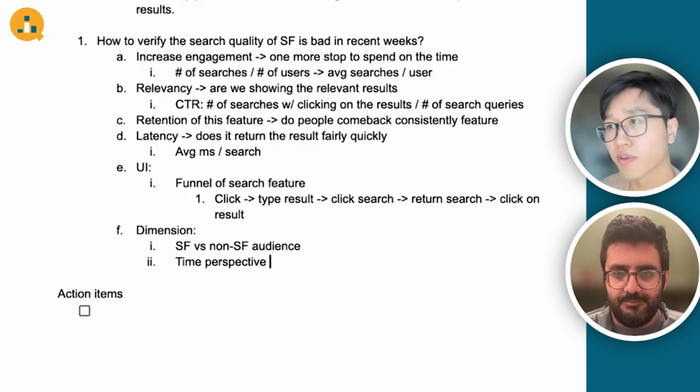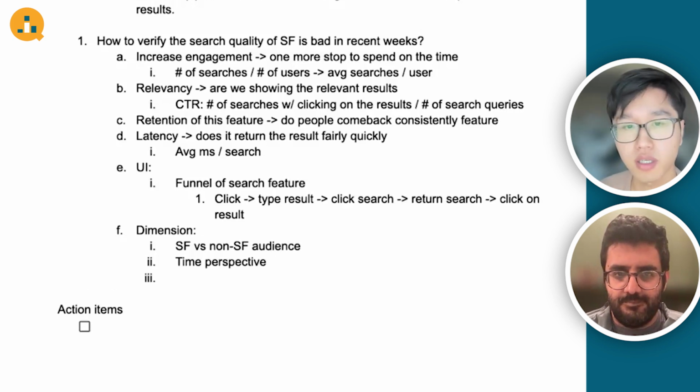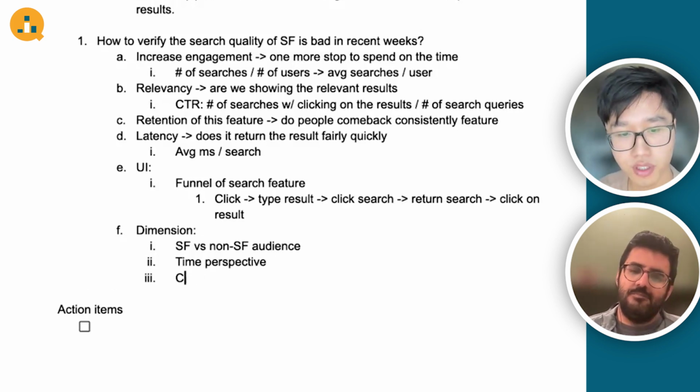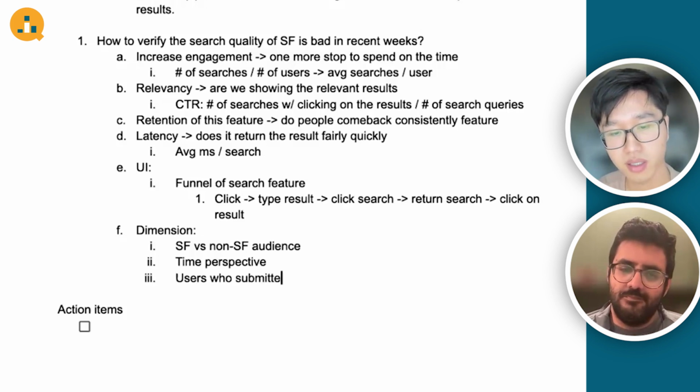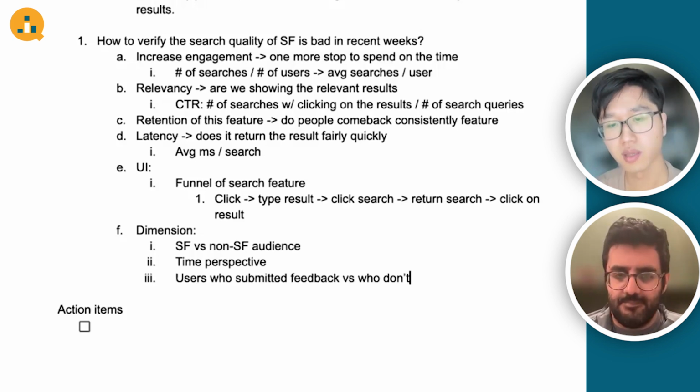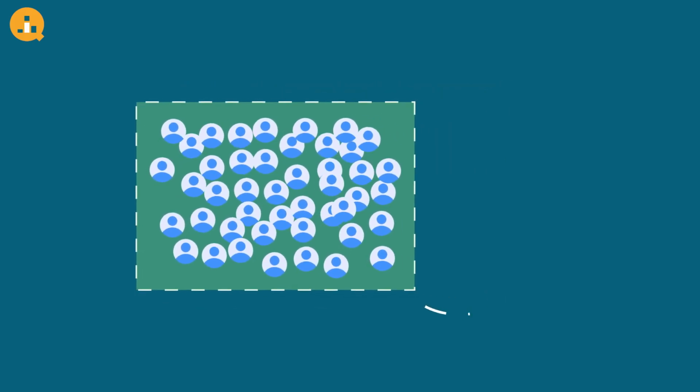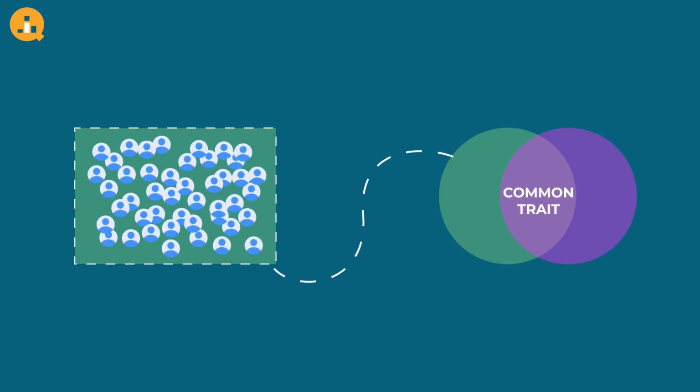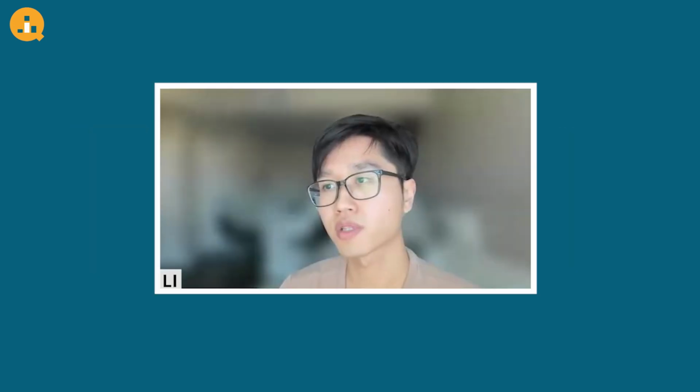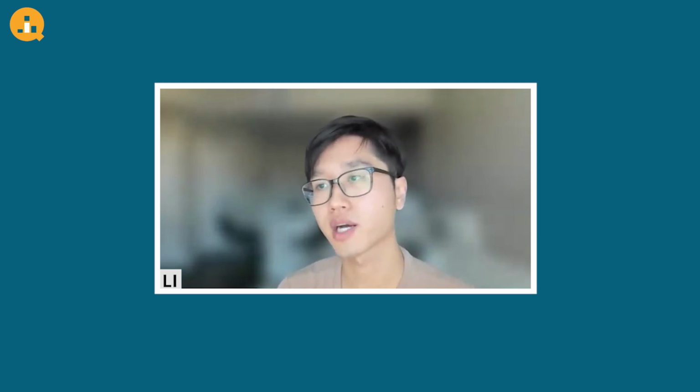I also want to add one more dimension I just noticed. It is comparing users who submitted the feedback versus those who didn't. Because it's possible that you might be able to find common traits of these users. It's certainly possible that these users represent a small subset of users, so that when you look at the global average, it's hard to capture.